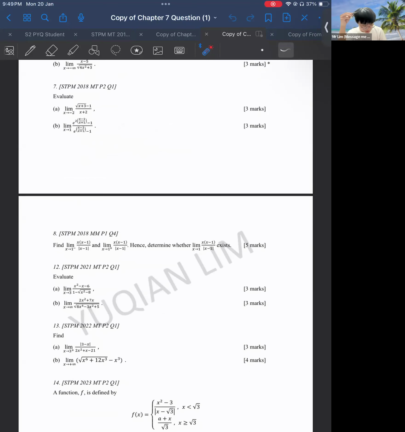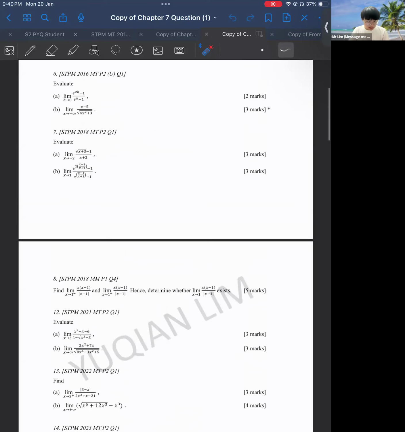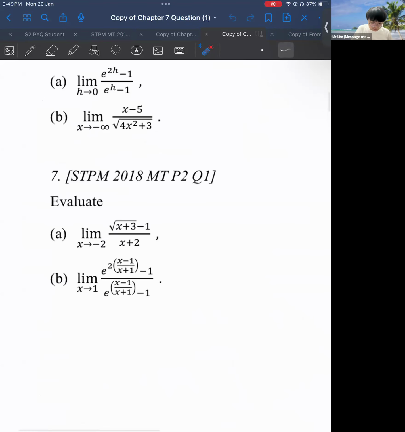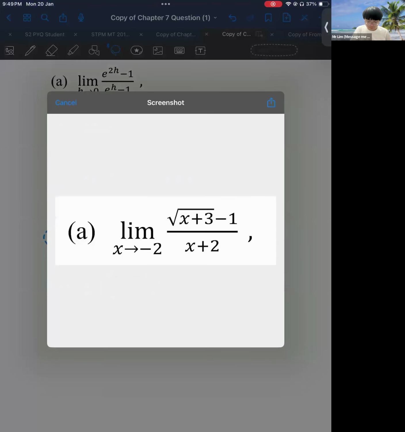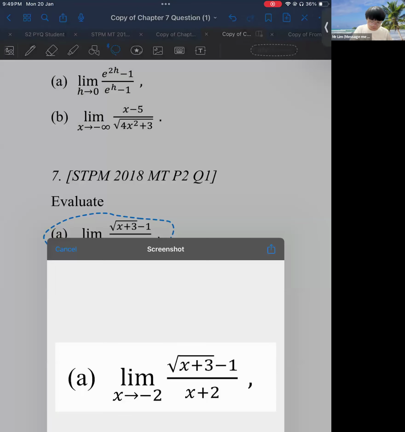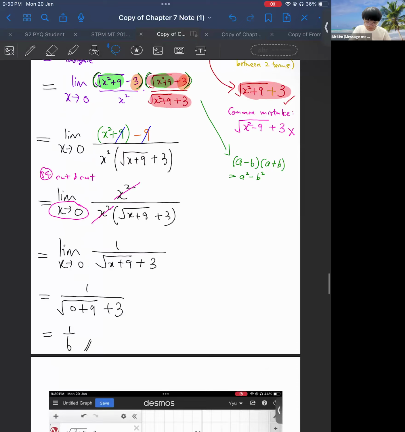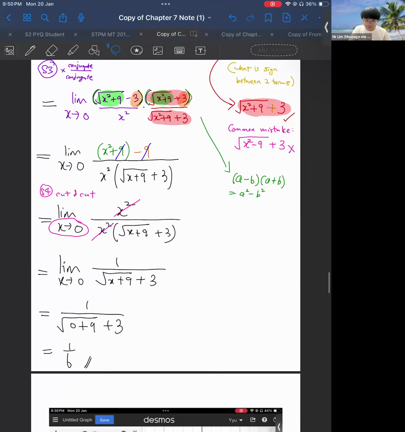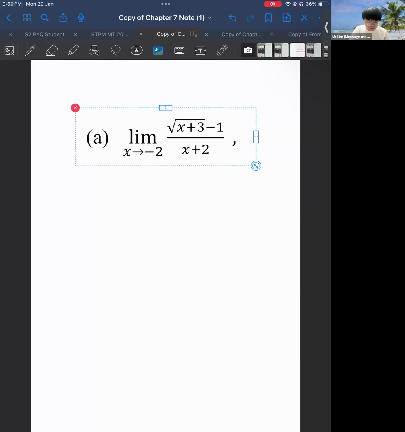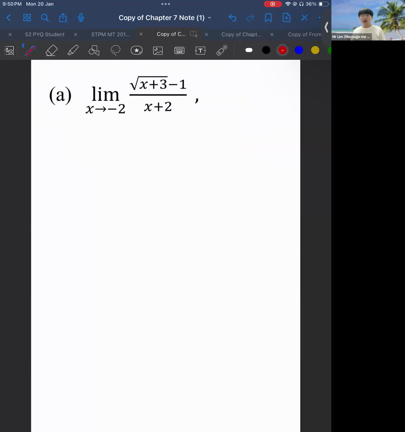Let's try. Okay, let's try this one. The last example of today's lesson. After you try, if you are correct, then it means you have learned something. Two minutes later we discuss. So tell me your answer.